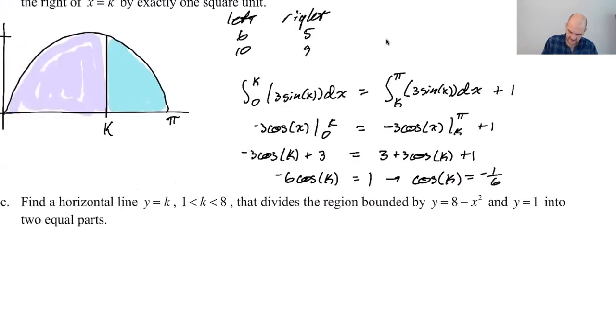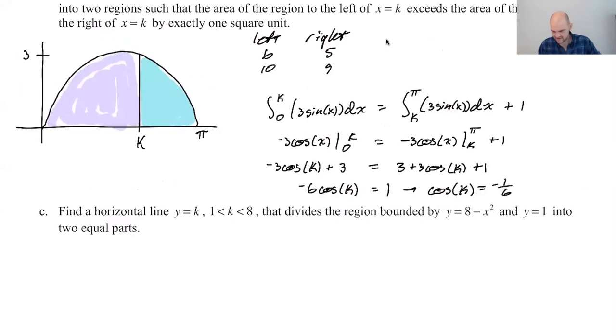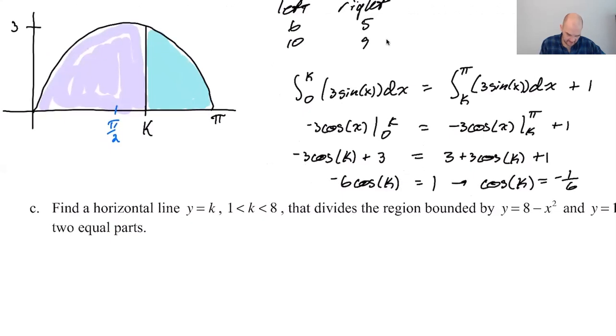So the question is, can k equal the inverse cosine of -1/6? Is that an answer that makes sense? I think it is, because here's pi over 2. So it makes sense to me that this is quadrant 2 of the unit circle. And inverse cosine of a negative puts you in quadrant 2. So I think this is the answer.